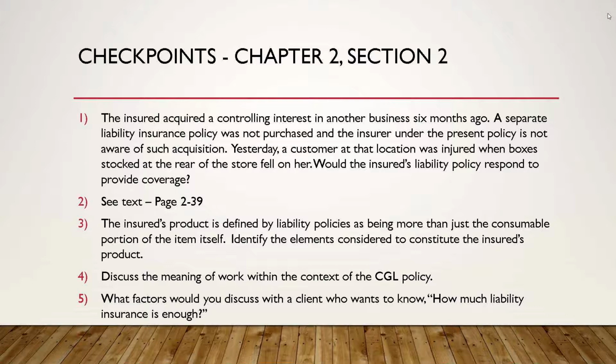D, the insured is required to forward copies of any demands, notices, summonses, or legal papers received. Failure to do so can result in denial of coverage, and that is true. The reason for it is so that the insurer can prepare a proper defense.